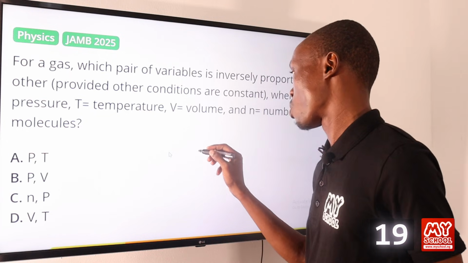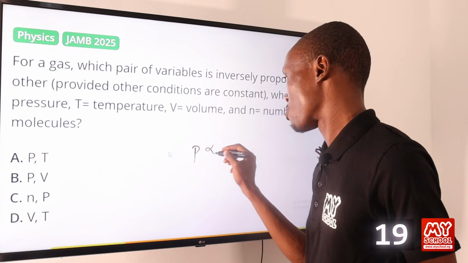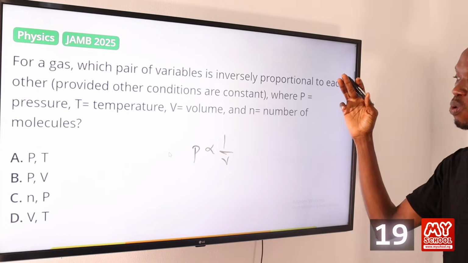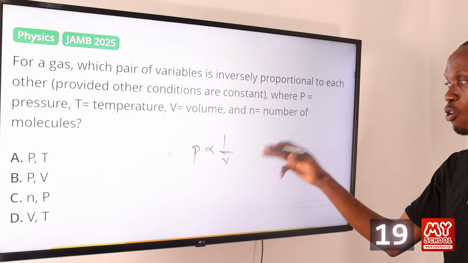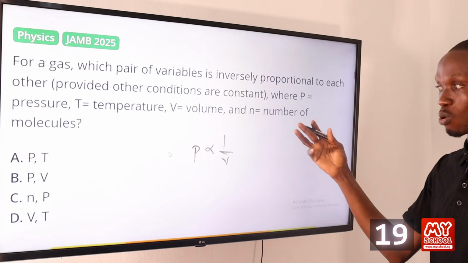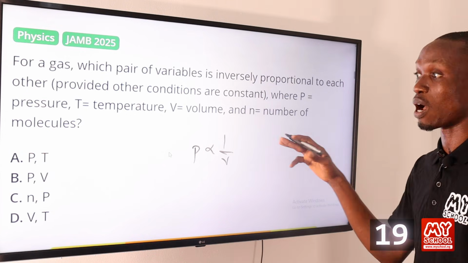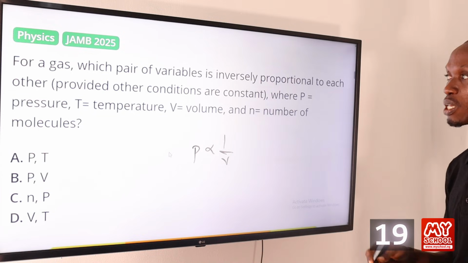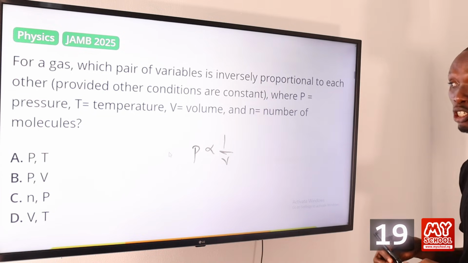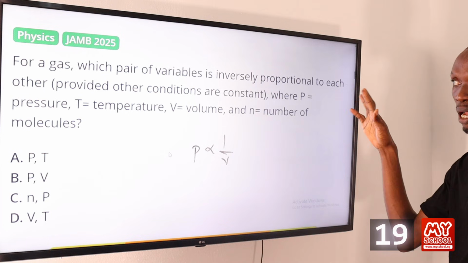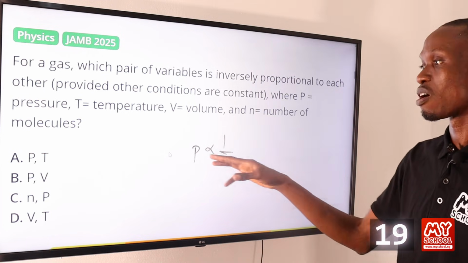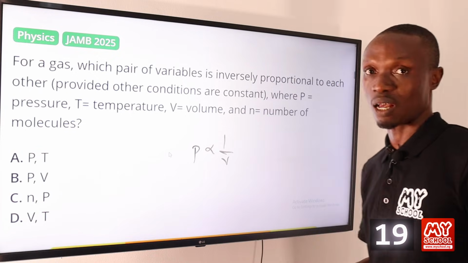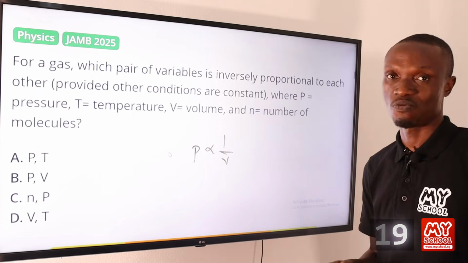So according to Boyle's law, P is inversely proportional to volume, okay? While for the other one, when pressure is constant, that is for Charles' law, volume and temperature are directly proportional, okay? So the pair of variables that is inversely proportional to each other when other conditions are constant is pressure and volume, okay? So that makes option B the correct answer to this question, PV.